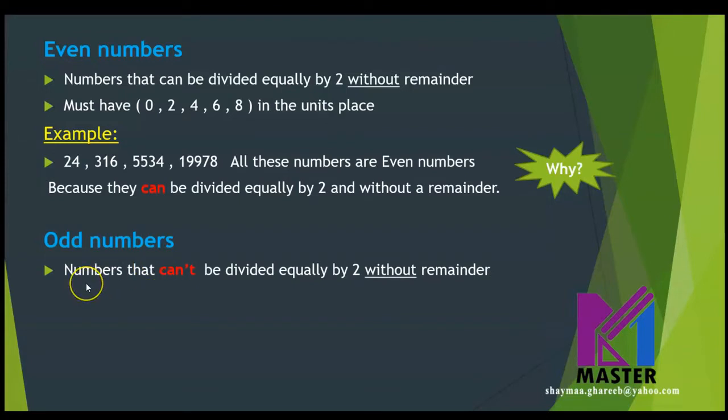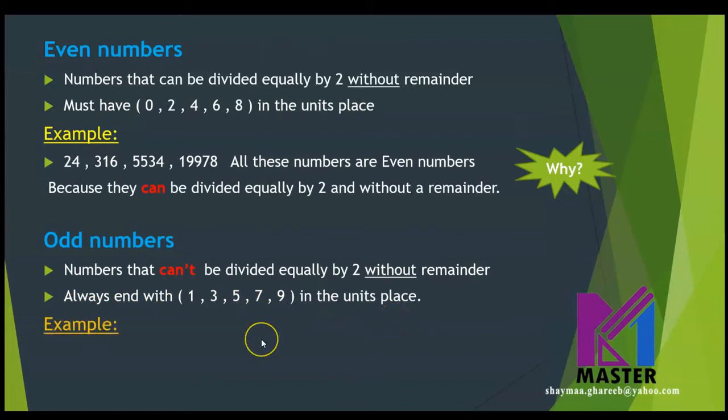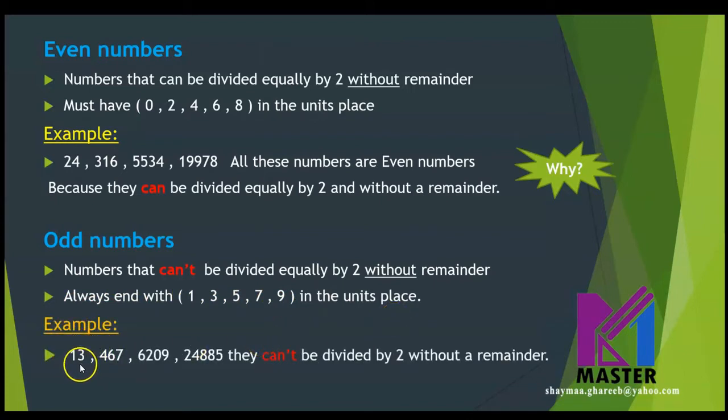Odd numbers. Numbers that can't be divided equally by 2 without remainder. So if you try to divide it by 2, there will be a remainder. They always end with 1, 3, 5, 7, 9 in the units place. For example, number 13, it has 3 in the units place. 467 has 7 in the units place. 6,209, it has 9 in the units place. 24,885, it has 5 in the units place. And all of them, they can't be divided by 2 without remainder.